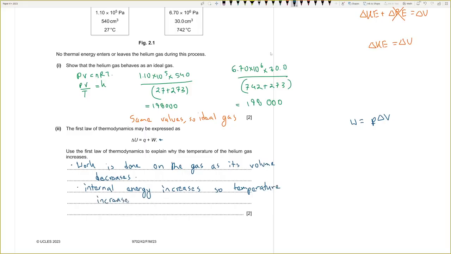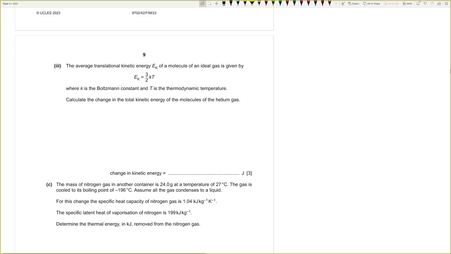Pretty straightforward. Okay, moving on. The average translational energy of one molecule of an ideal gas is given by this equation. Calculate the change in total energy of the molecules of the helium gas.